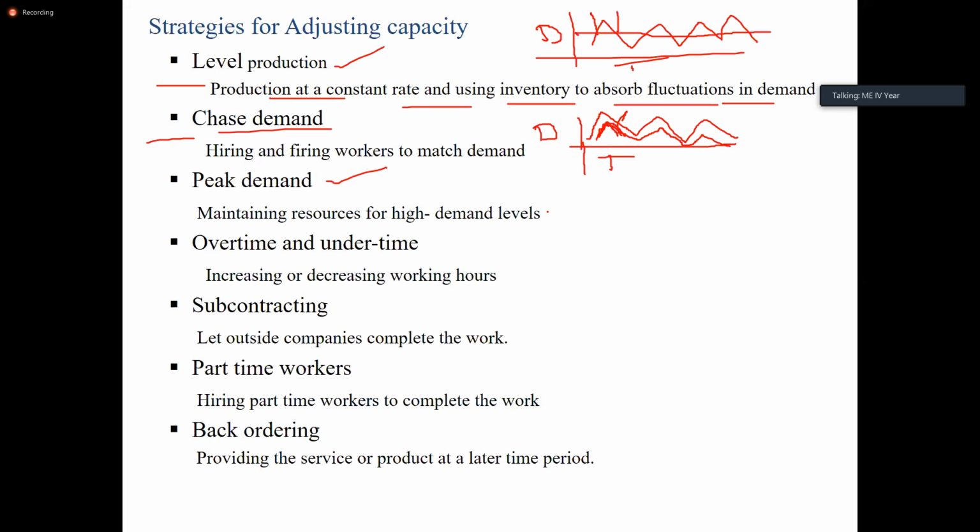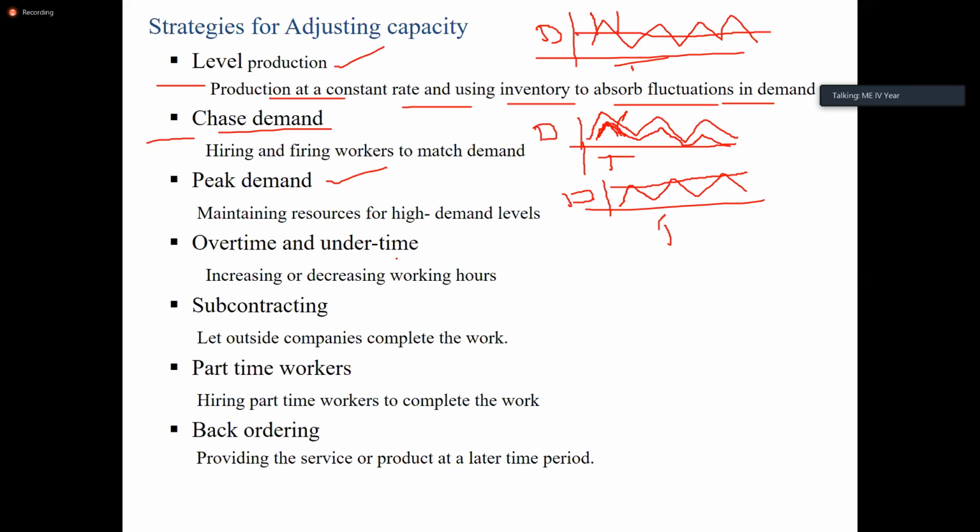So, maintaining resources for high demand levels. Assume T and D. Here you have to see the demand. You have to fulfill this peak demand. Sometimes sudden peak demand will come, so in that case you have to maintain some inventory.